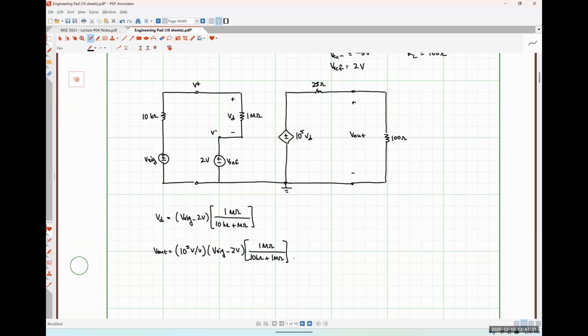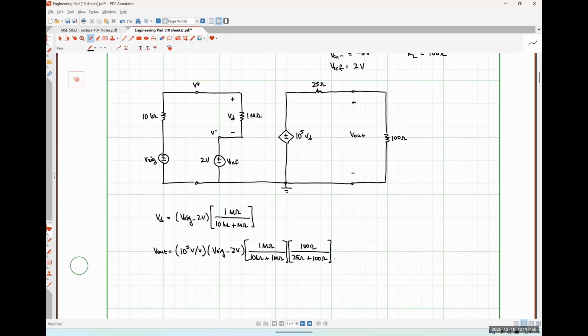And since I'm finding the output voltage, this is going to be another application of voltage division. So I'm going to have a ratio of resistances where the 100 ohm resistor that I'm trying to find the voltage drop over is in the numerator. And then in the denominator, I'll have my R out, which is 25 ohms, in series with my load resistance of 100 ohms.